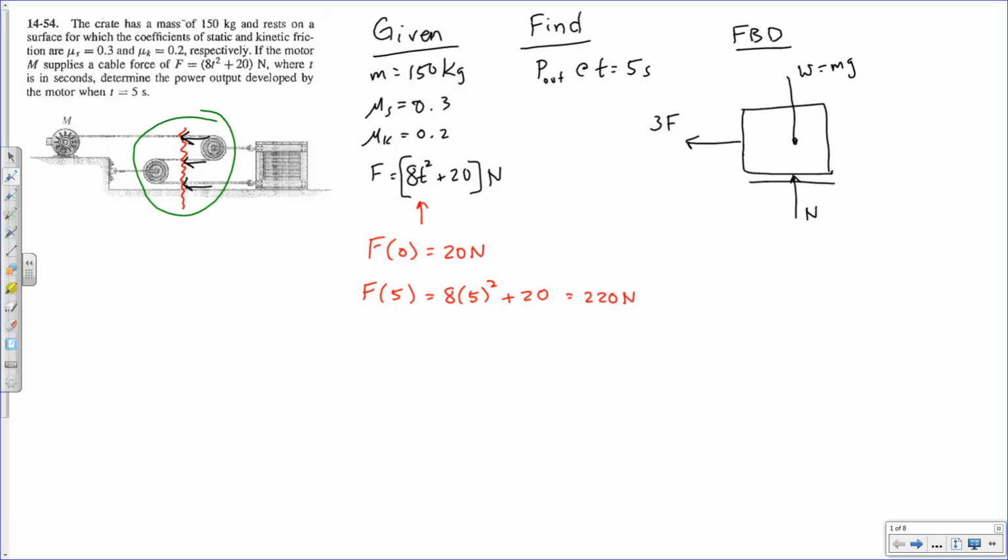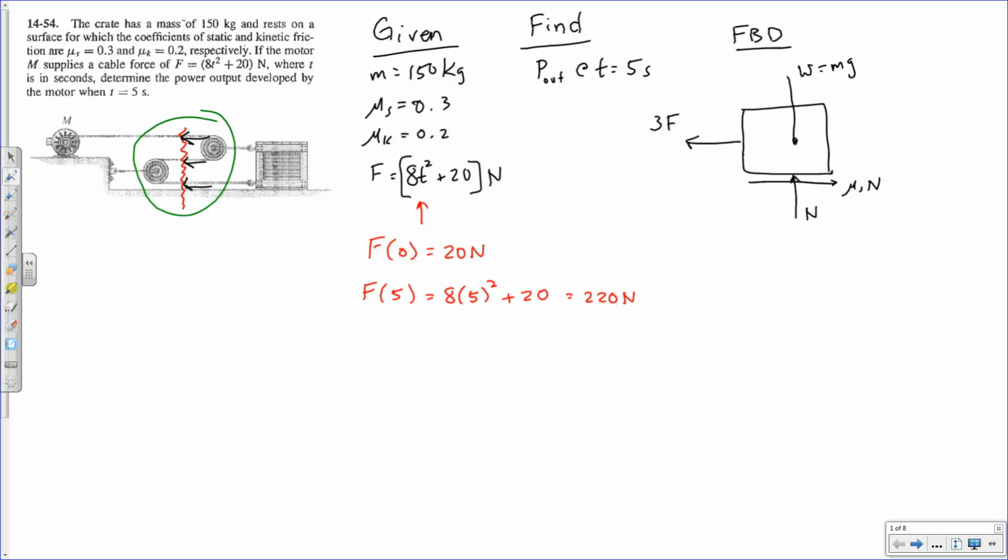And then pulling to the right, we have our friction force, which initially is going to be mu s times N, but once the crate starts moving, if the crate even starts moving, that will switch over to mu k times N.